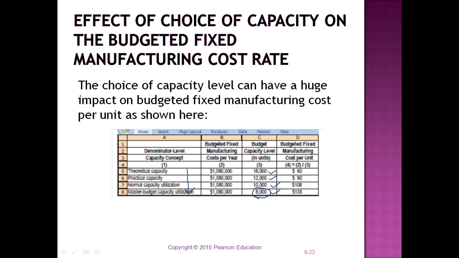In the last column, you will notice that if you produce more and more, your fixed cost per unit would be less and less. That's the reason why, if you are choosing to operate at the theoretical capacity level, your fixed cost per unit would be the lowest, while if your budgeted capacity is the lowest, then your fixed cost per unit would be the highest. This is something you can note from this slide.